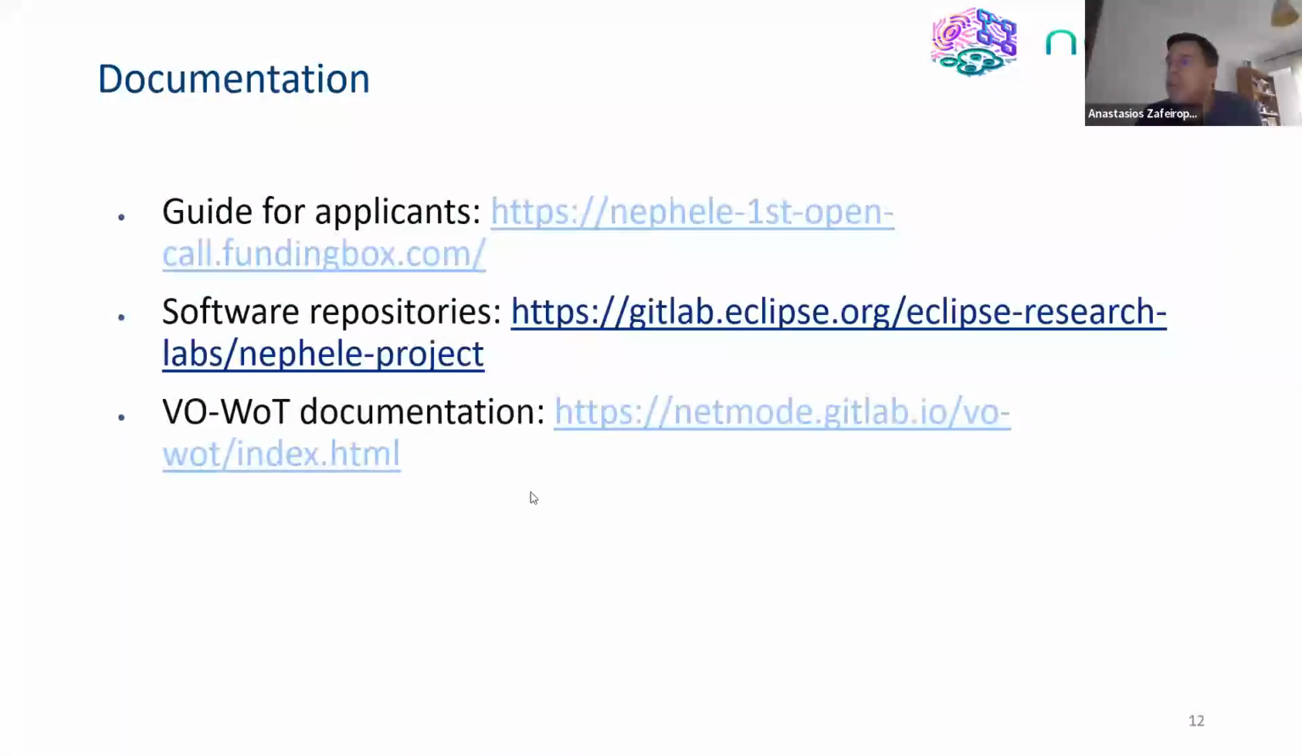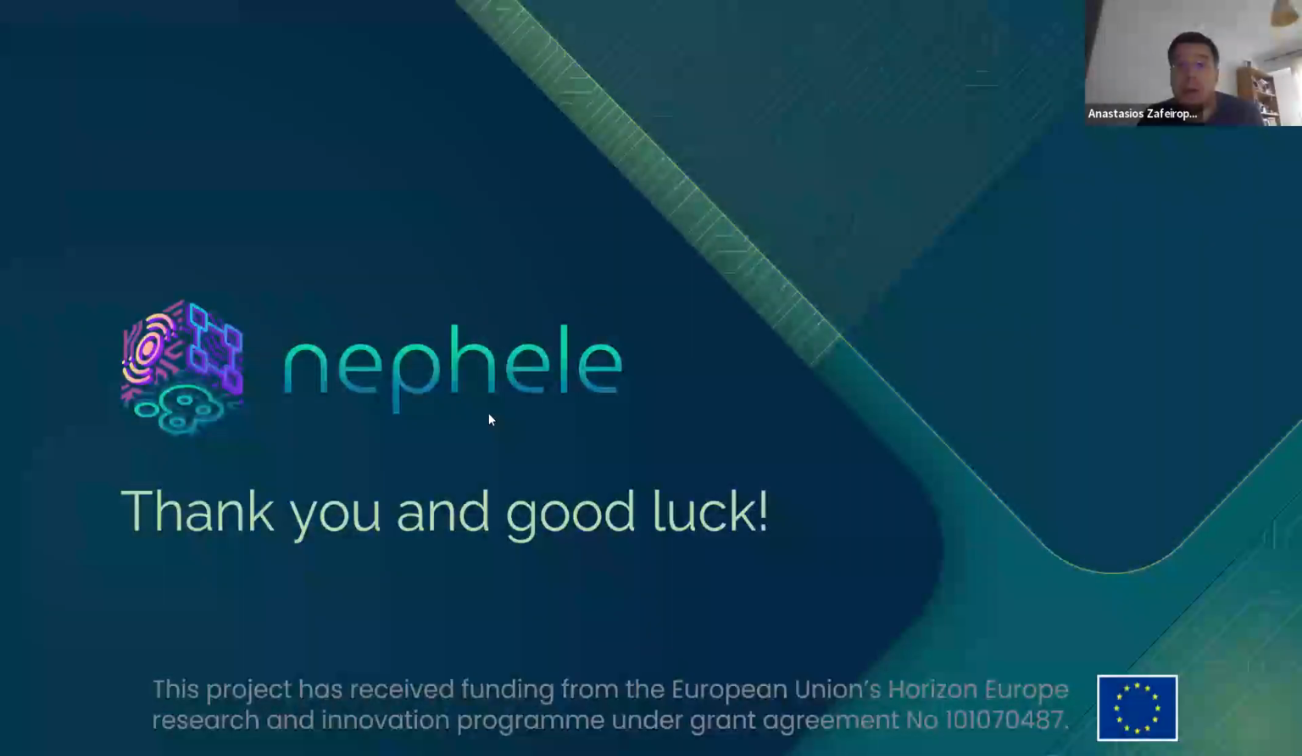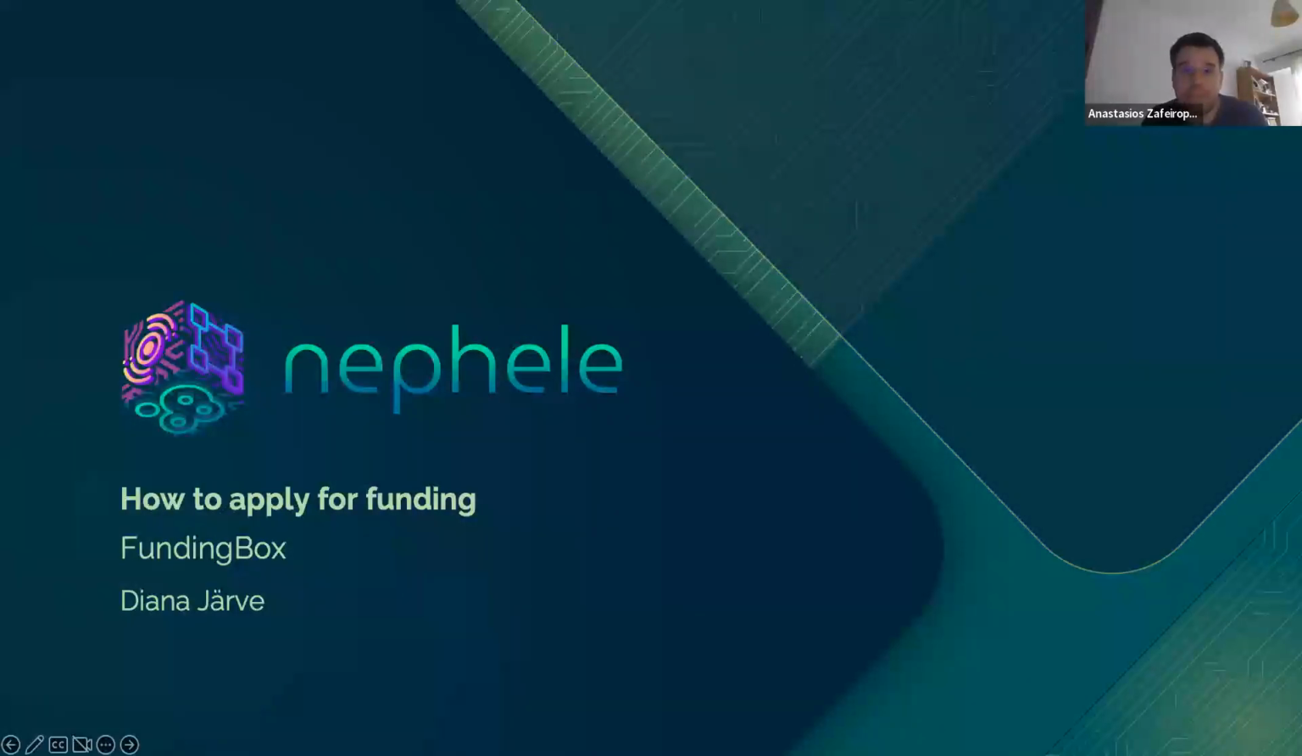And I will be very short because Diana will explain much more about the process. We have the guide for applicants. We have specific software repositories where the software is made available, and they are accompanied with documentation. But specifically for the Web of Things version, we have documentation also on this website. I think that's all for me. Thank you very much for the attention. And I give the floor to Diana to provide more details for the process, and also then to have some time for discussion.